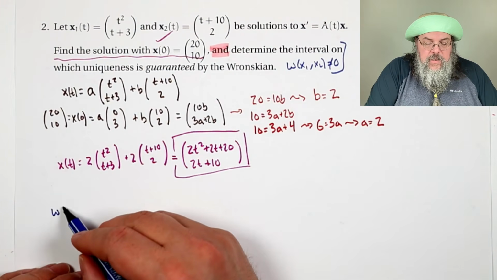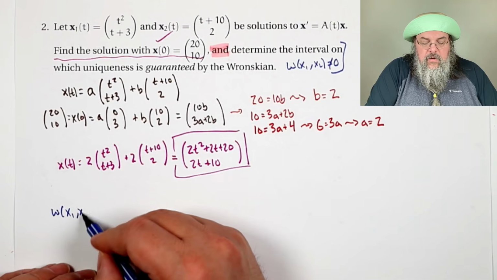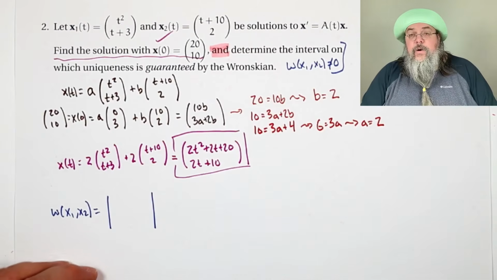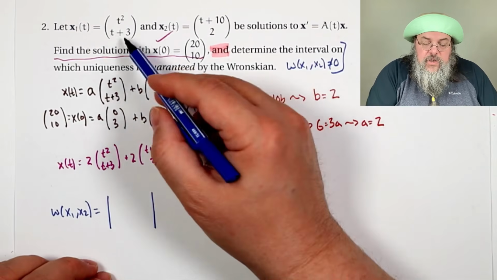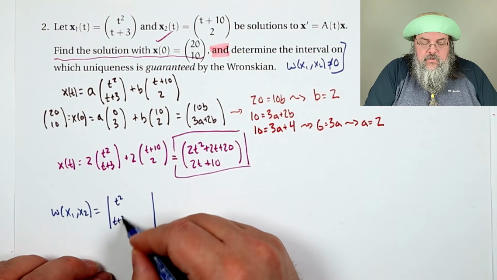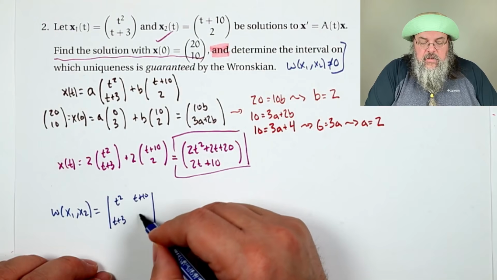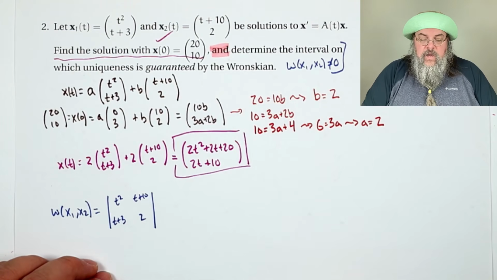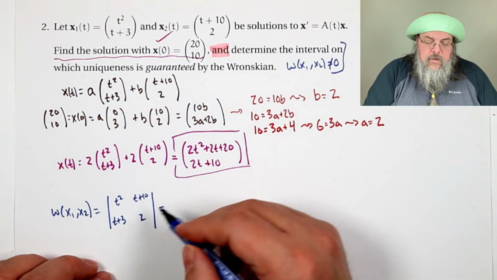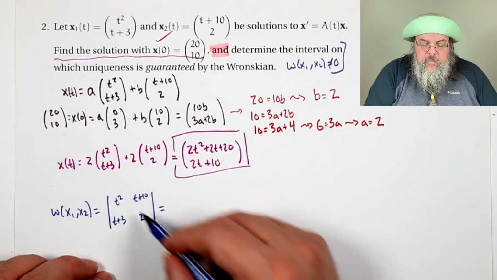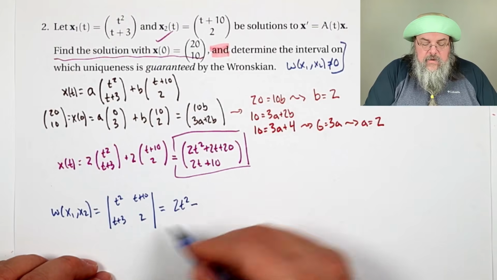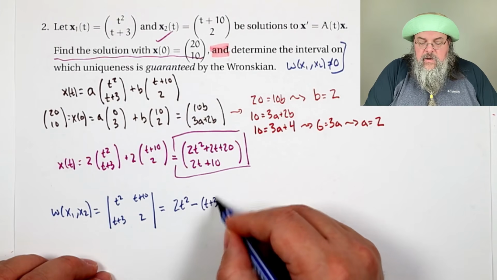So we have the Wronskian of x1, x2. The way we do it is we make a matrix. Now, how do you form this matrix? Your solutions become your columns. So t squared, t plus 3, t plus 10, 2. All right. And now we start doing multiplication. Determinant: t squared times 2, 2t squared. Subtract t plus 3 times t plus 10.